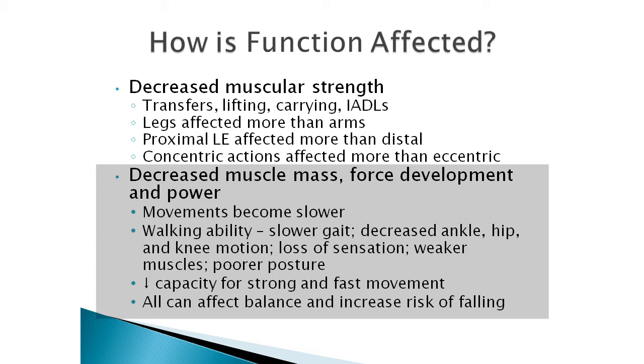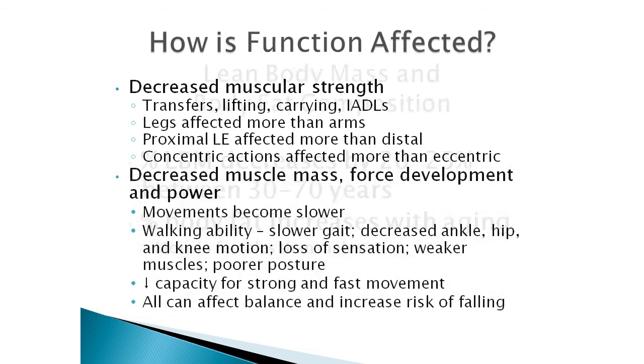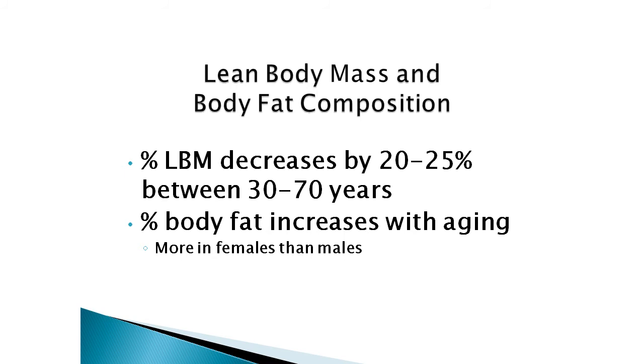Using walking as a measuring stick, the person will exhibit a slower gait, decreased ankle, hip, and knee motion, loss of sensation, weaker muscles, and poorer posture. Taken together, all these changes can affect balance and increase the risk of falling for all older individuals. This decrease in lean body mass by 20 to 35% between the ages of 30 and 70, coupled with an increase of percent of body fat with aging, leads to a decrease in the basal metabolic rate.